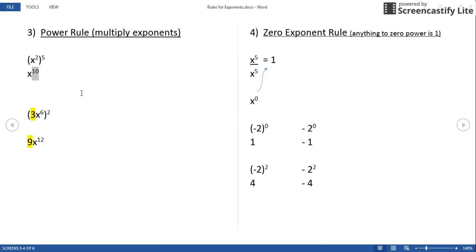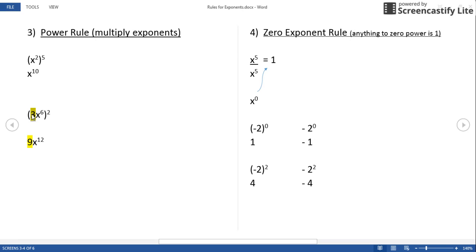Now, this is the first rule that has a little bit of a trick to it. We have to be aware that exponents work on what is immediately in front of them. So as we look at our next example, this 2 exponent works on the parentheses that are right in front of it. That means that everything inside those parentheses needs to get squared. Not only are we going to multiply 6 times 2 with the exponents in order to get 12 as our new exponent, but we also have to take this 3 and square it.